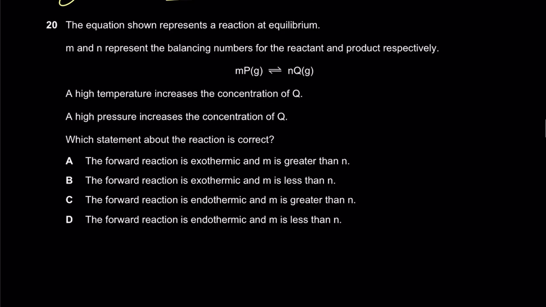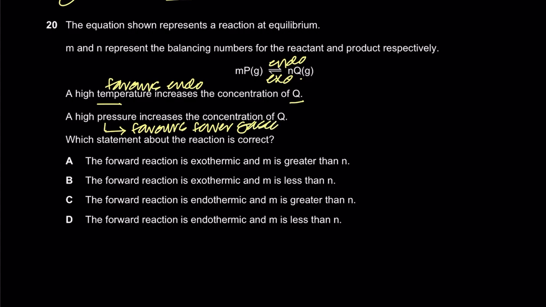The equation shown represents a reaction at equilibrium. This is a good question. M and N represent the balancing numbers for the reactants. A high temperature increases the concentration of Q. Sir, high temperature favors endo or exo? High temperature favors endo. So that means if Q is being made, the forward reaction is endo and the backward reaction is exo. Done? And it says high pressure increases; high pressure favors fewer moles of gas, fewer gaseous moles, right? And you only have gases.